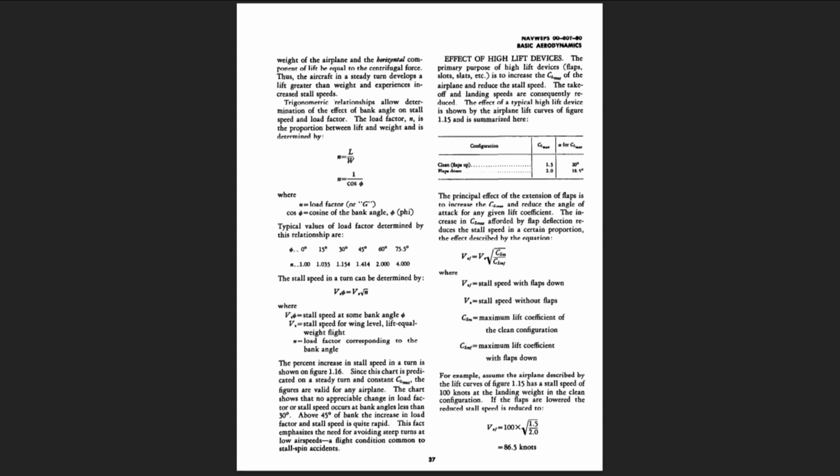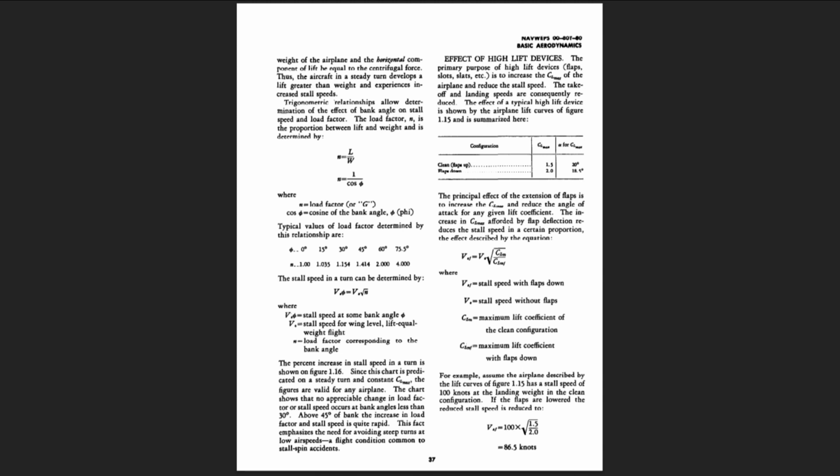Effect of high lift devices. The primary purpose of high lift devices, flaps, slots, slats, etc., is to increase the CL max of the airplane and reduce the stall speed. The takeoff and landing speeds are consequently reduced. The effect of a typical high lift device is shown by the airplane lift curves of figure 1.15 and is summarized here.